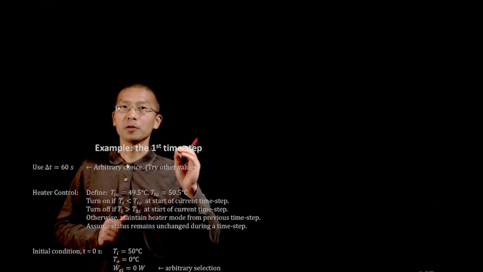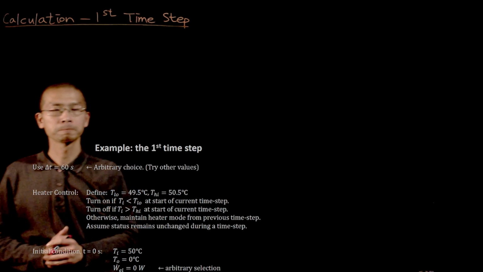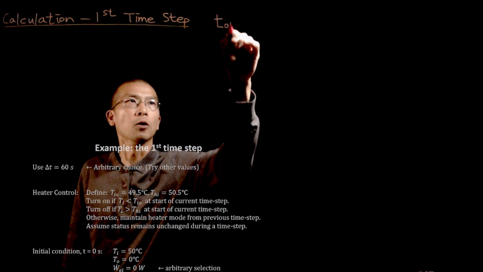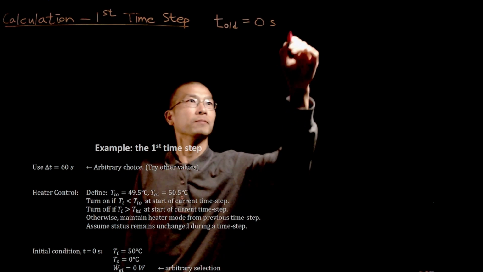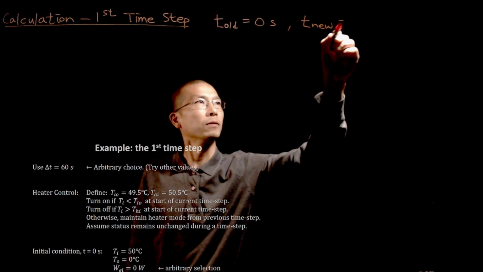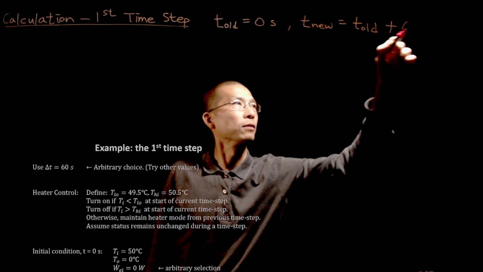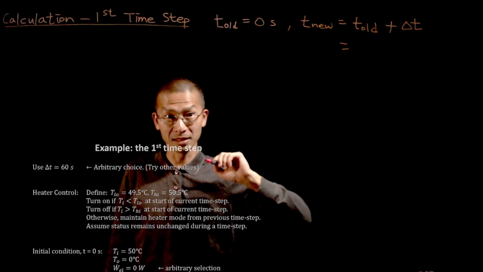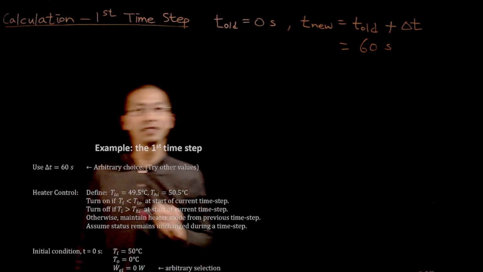So for this time step, let's say T old, that's the beginning of the time step, is 0 seconds. T new is equal to T old plus delta T. And that is T old, 0 seconds, delta T, 60 seconds. So T new is 60 seconds.